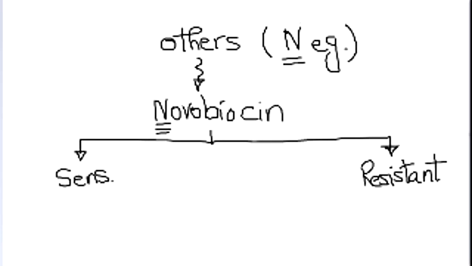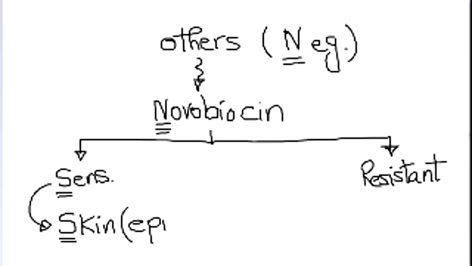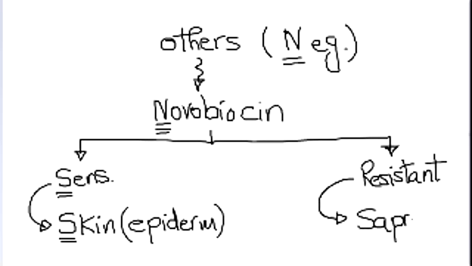If it's novobiocin sensitive, remember that this is a bacteria which is normally present on the skin with an S, which is the Staph epidermidis, coming from epidermis, because it is normally present in the flora over the skin. If the bacteria is novobiocin resistant, this is the other type, which is the Staph saprophyticus.